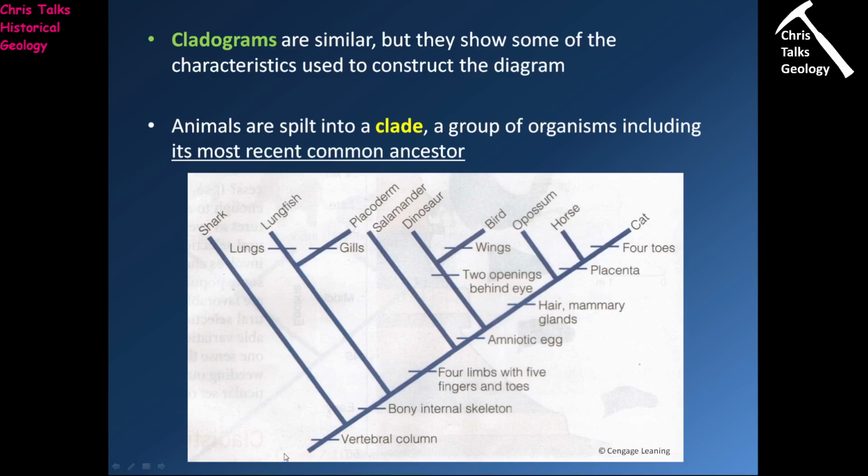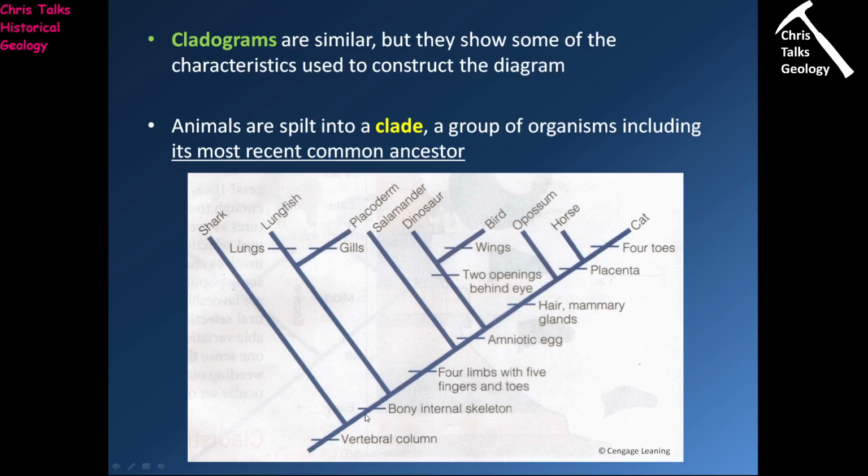So let's begin by looking at the diagram, and the first feature we're going to look at is a vertebral column. So all of these organisms here, sharks, lungfish, placoderms, salamanders, dinosaurs, birds, opossums, horses and cats, they all have a vertebral column. They all have a spinal column. So we can put them all together on the diagram. So that is going to be the characteristic we're starting with.